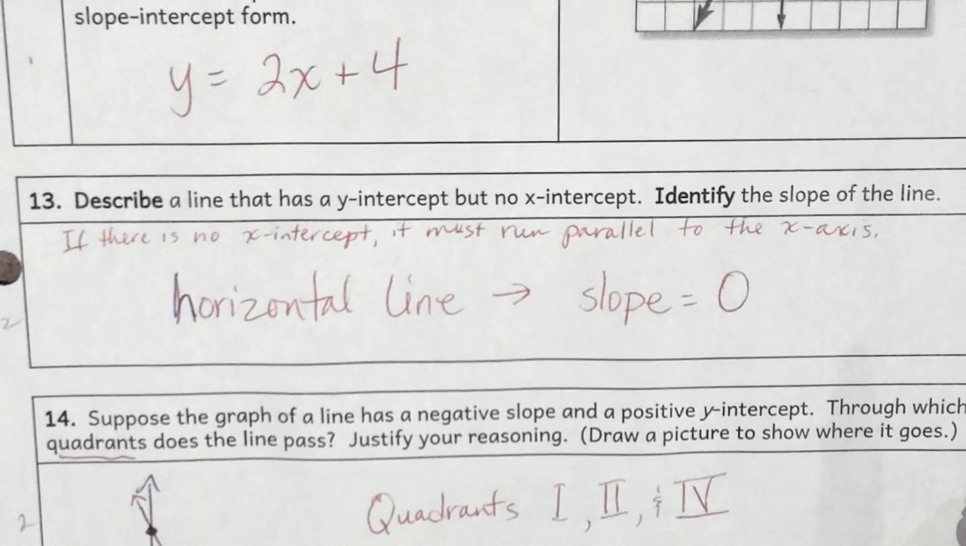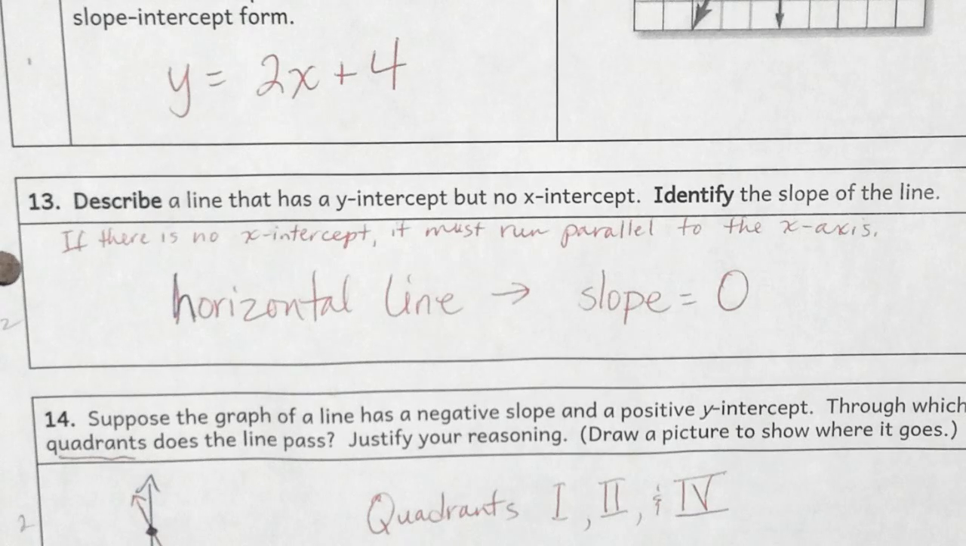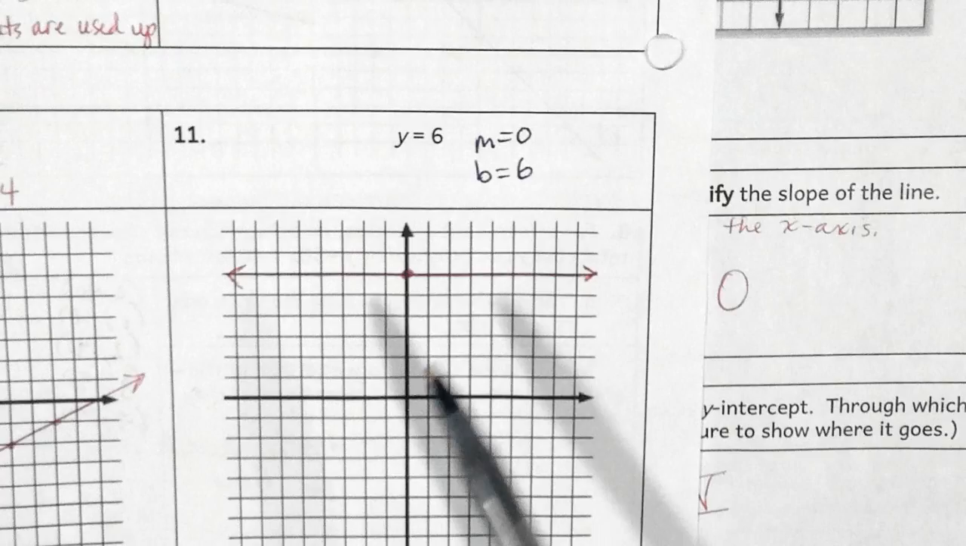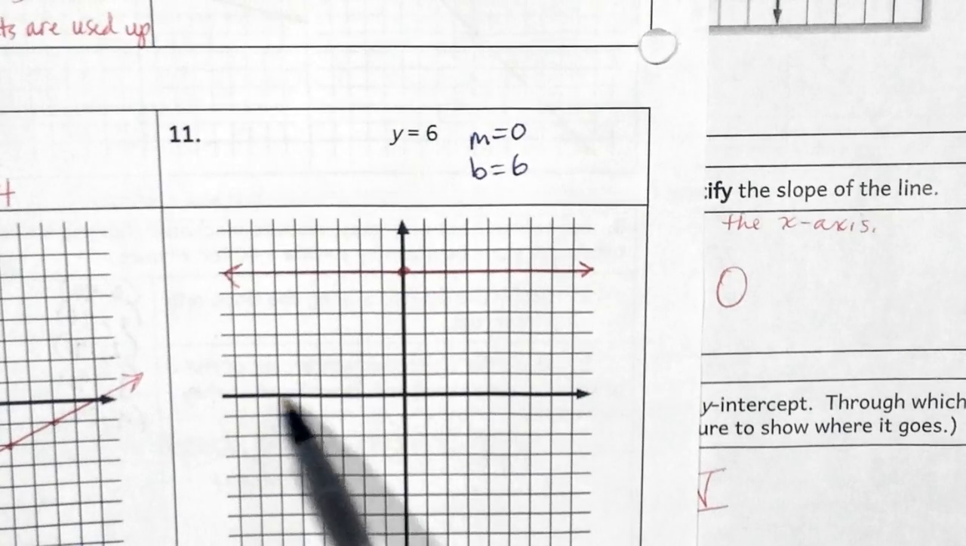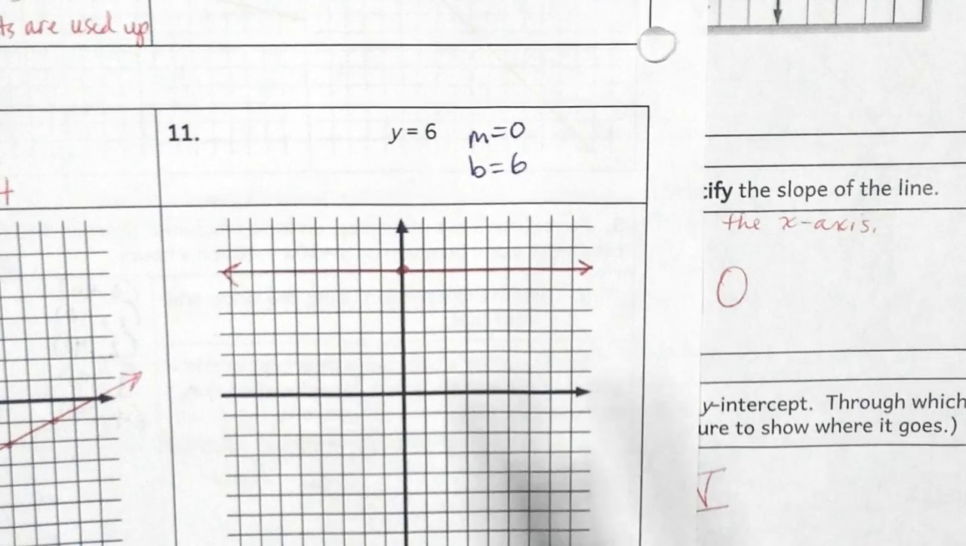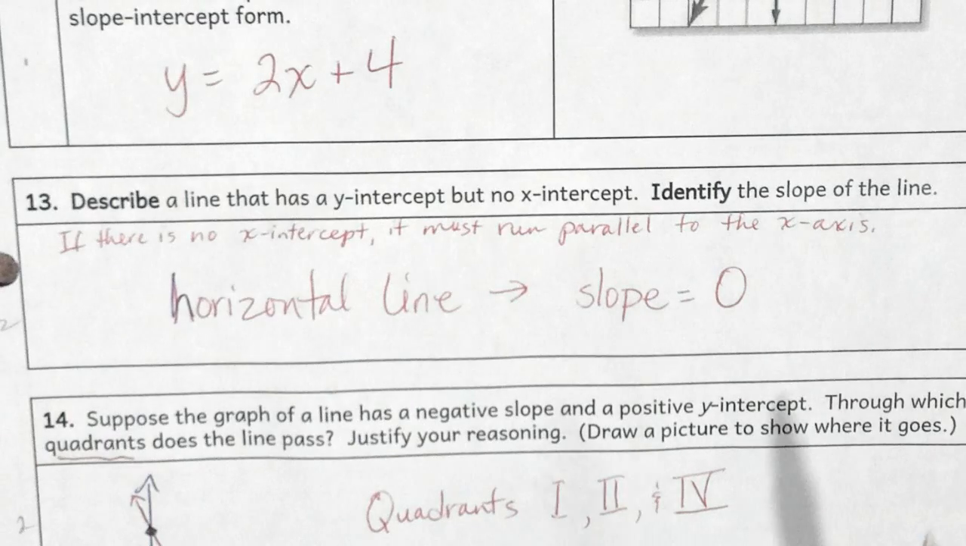13, describe a line that has a y-intercept but no x-intercept. That's just like this one. This one has a y-intercept, but it's never going to cross the x-axis, so no x-intercept. So that's a horizontal line with a slope of 0.